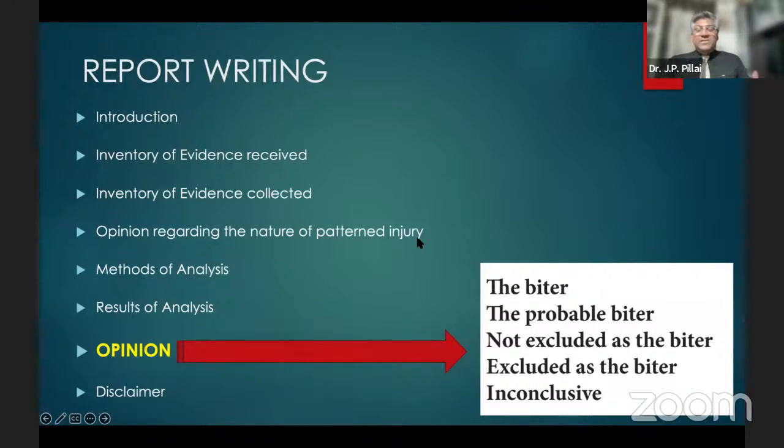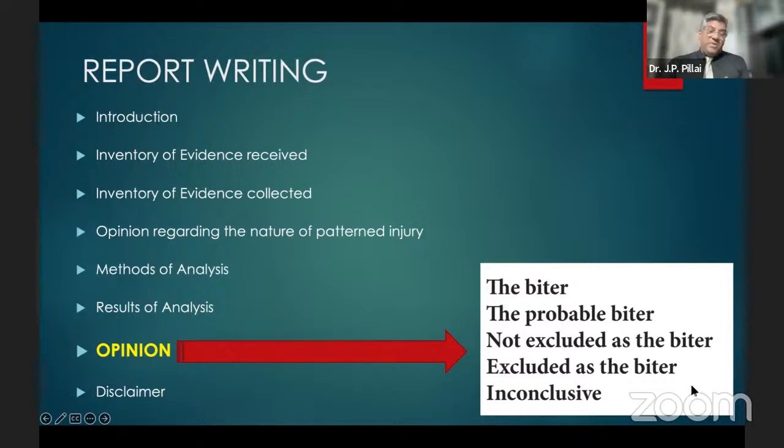Based on the investigations, considering the evidentiary role of that particular bite mark, you can very surely say that yes, he is the biter. So you need to have some supporting statement for that. If some doubt is there, you can say that he is a probable biter. If there is a lot of confusion, then, not excluded as biter.